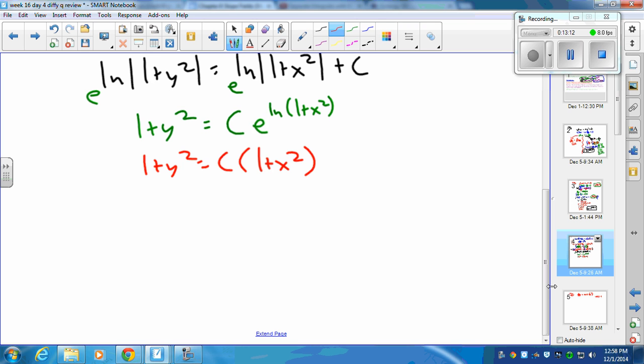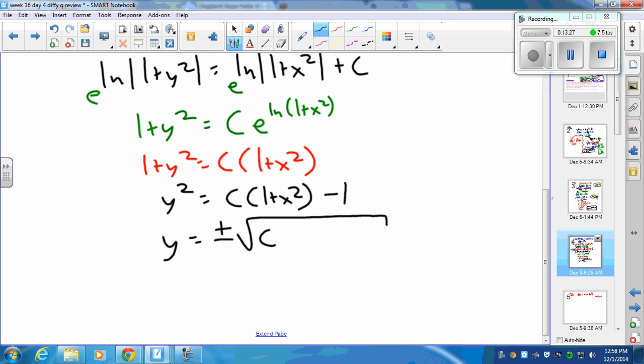Then if you wanted to keep going, which you will have to do on the front page, you could go y squared is c(1 plus x squared) minus 1. And y equals plus or minus, do not forget that, square root of c(1 plus x squared) minus 1. You need that plus or minus right now because you have not plugged in an initial condition. You've only solved for a generic solution.